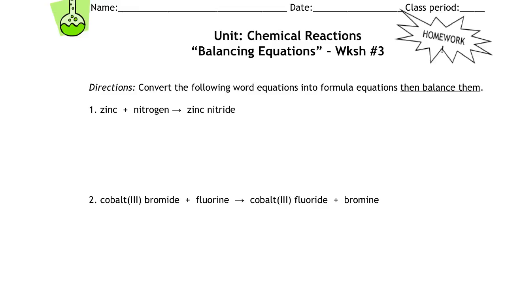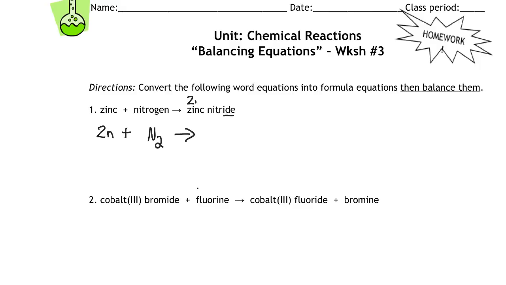The first thing I'm going to do is talk through my thinking. I have zinc plus nitrogen will yield zinc nitride. Zinc is a monoatomic element, and it's not one of the Brinkelhoff elements, so there's just zinc. Plus nitrogen. Nitrogen is Brinkelhoff, so it has to be written N2. Zinc nitride: element or compound? This is a compound.